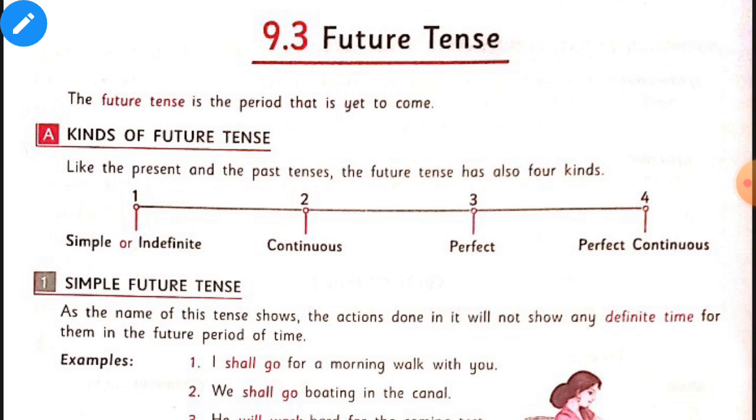Children, the future tense is the period that is yet to come. Okay, that has not come. Okay, that is yet to come. Now let's come to the chapter. First of all, we will know about kinds of future tense.